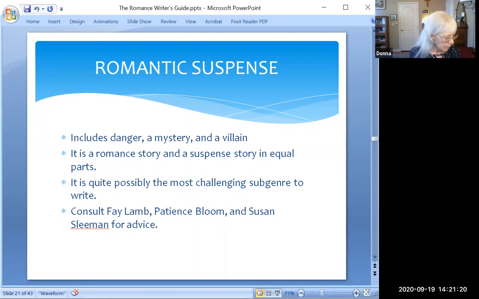Romantic suspense. Romantic suspense includes danger, a mystery, and a villain. It's a romance story that is equal parts romance and suspense, and it's probably the most challenging subgenre to write. The people who really know how to do this well are Faye Lamb, Patience Bloom, and Susan Sleeman. And if you do a Google search on each of these ladies' names, you will find articles about writing romantic suspense that are very informative.